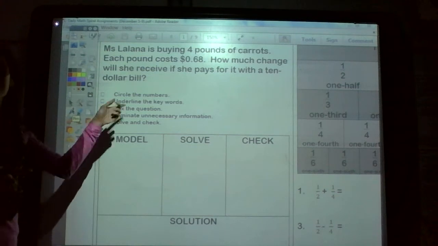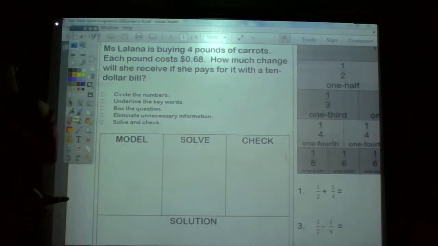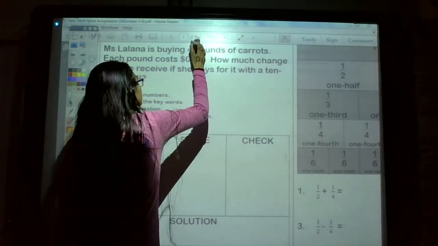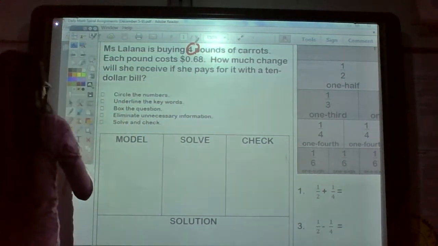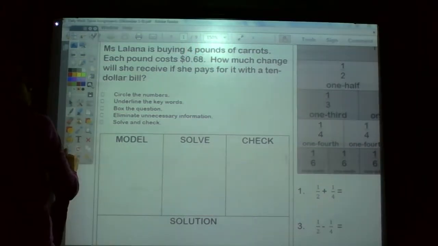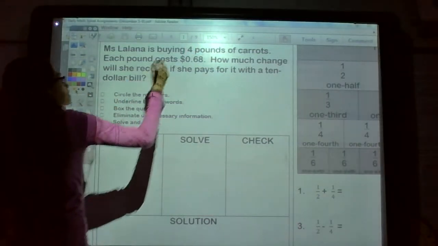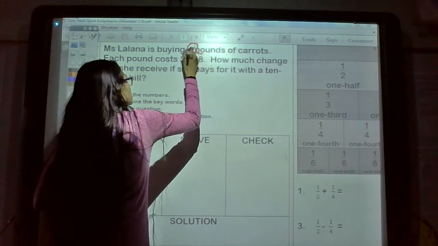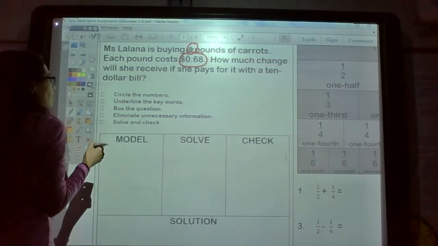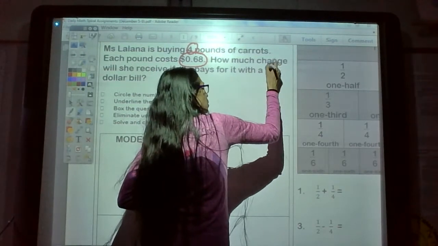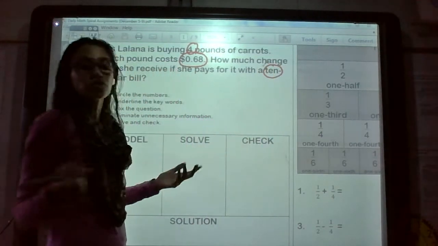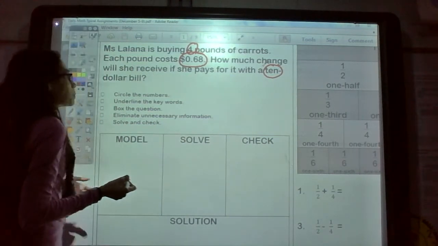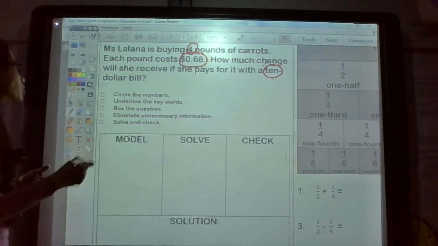The first thing we do is circle our numbers. Go ahead and circle your numbers on your paper. I am going to circle my numbers that I see. I see that 4. Let me make it a little bit smaller, a thinner pen right there. 4 pounds, 68 cents. And then bam, right here, that 10. Remember, find all numbers that are in standard form, all the digits you see, and don't forget your word form numbers, your number names. All right, done with that.